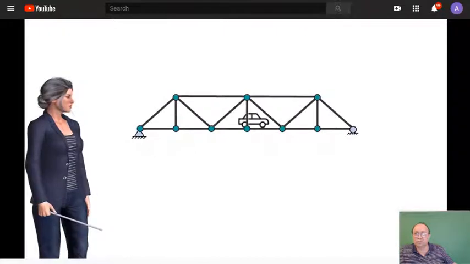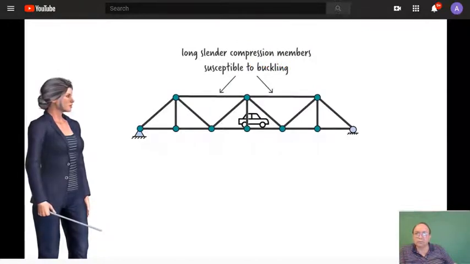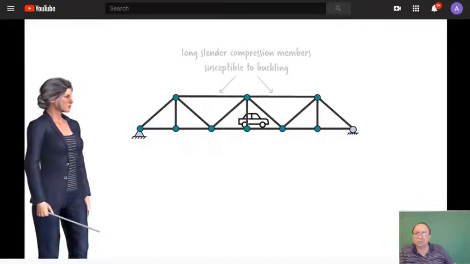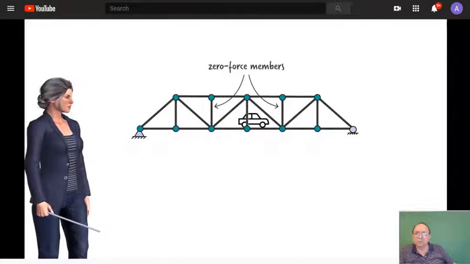There is another reason for having zero-force members in trusses. A long, slender truss member subjected to a large compressive force could fail prematurely due to what is known as buckling. To prevent such a failure, additional truss members could be added to the structure in order to brace the compression member, effectively shortening its buckling length. These members often carry no significant axial force. Therefore, they are treated as zero-force members.